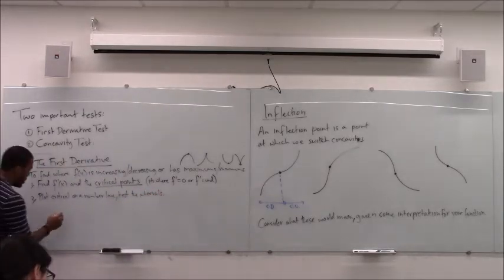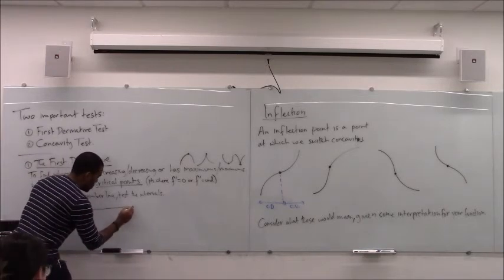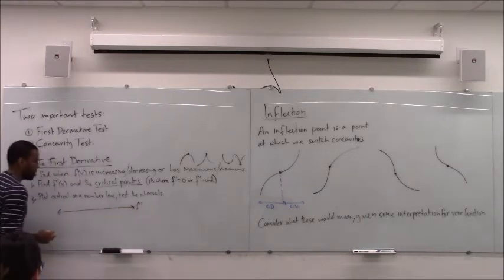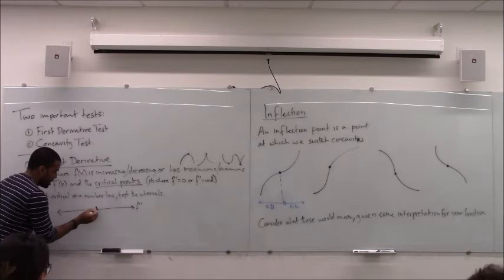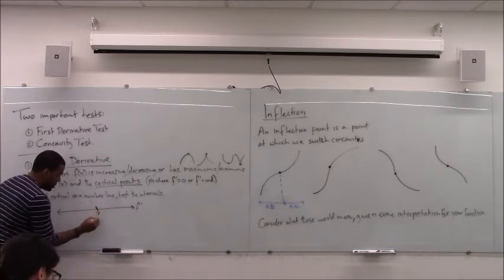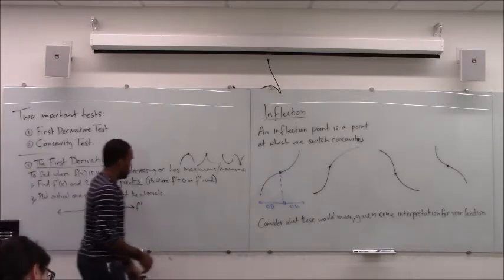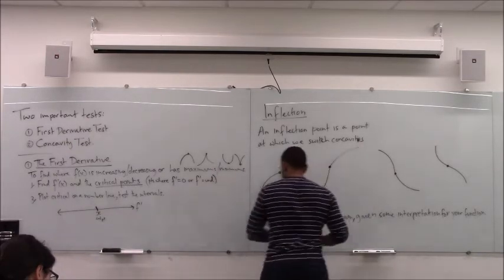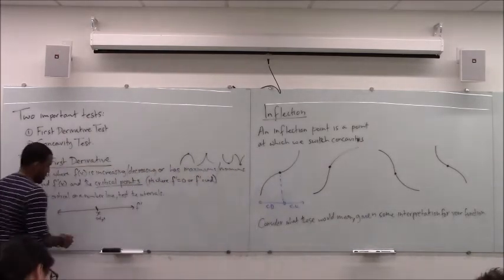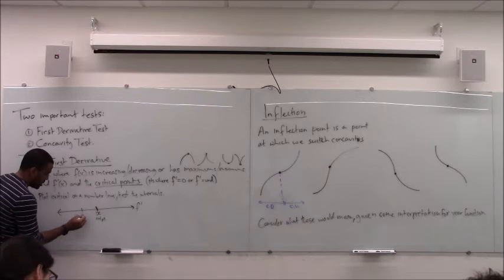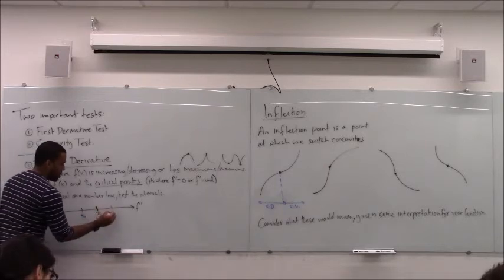So let's say at this point you draw a number line, you're going to test it in the first derivative. And so let's say x here, this is a critical point. What you're going to do is plug in values a little to the left and to the right. I'm going to pick a value over here, call it x0, and pick a value over here, call it x1.